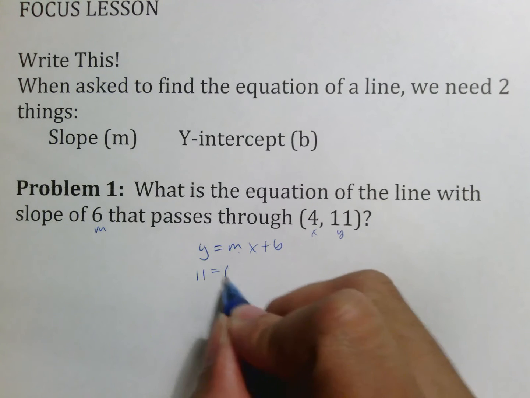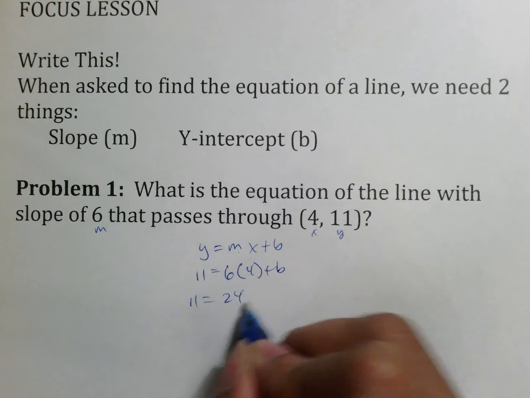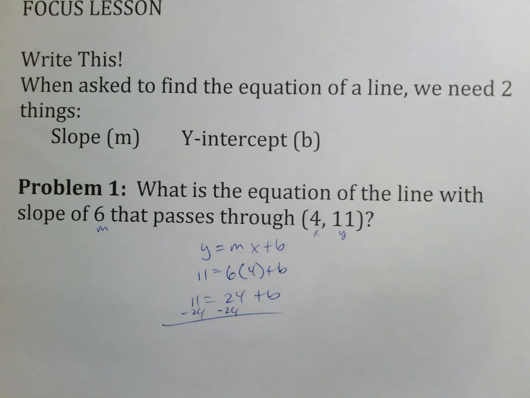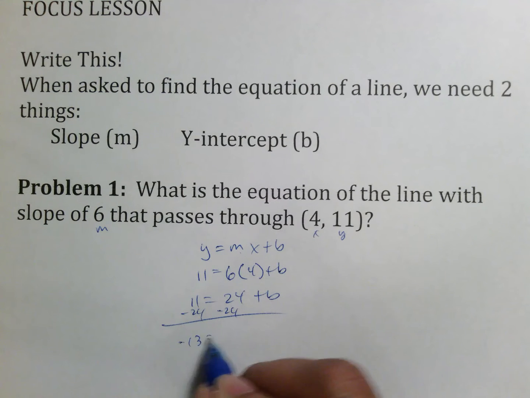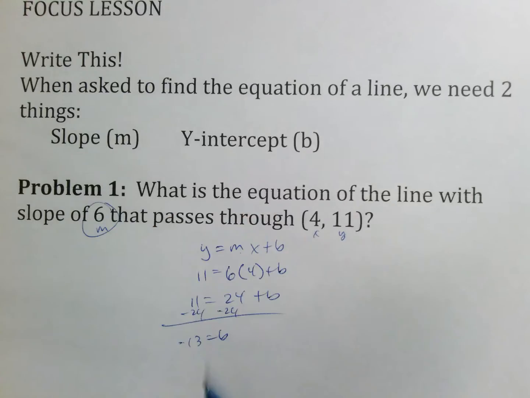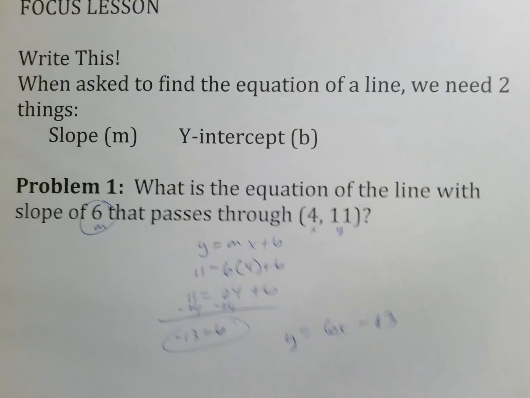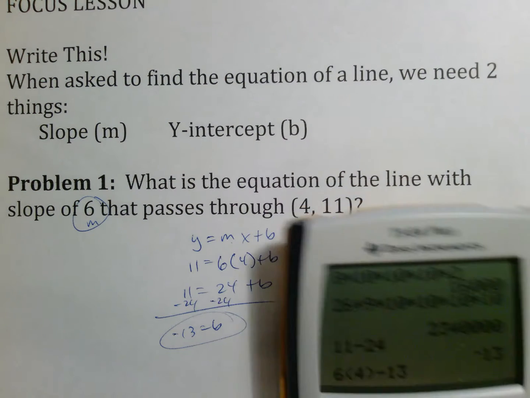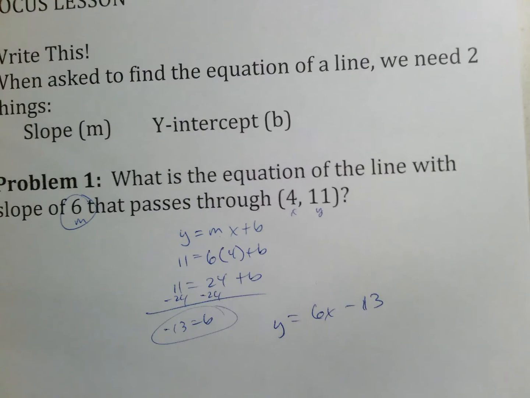That m is 6. That x is 4, plus b. It turns into 11 equals 24 plus b. In order to get b by itself we must subtract 24, and 11 minus 24 is negative 13. And so in the end, here's my m, here's my b, it's y equals 6x minus 13. And again, you could check that by putting 4 in there. So 6 times 4 minus 13 matches, and notice that my answer of 11 matches the answer of y, which is what you're looking for.